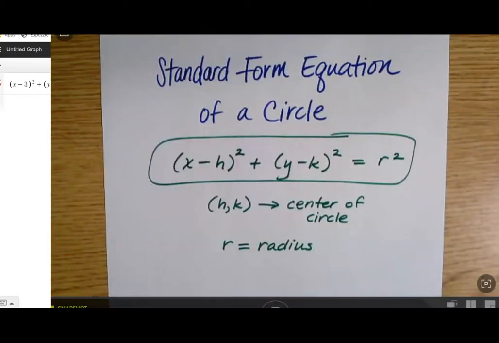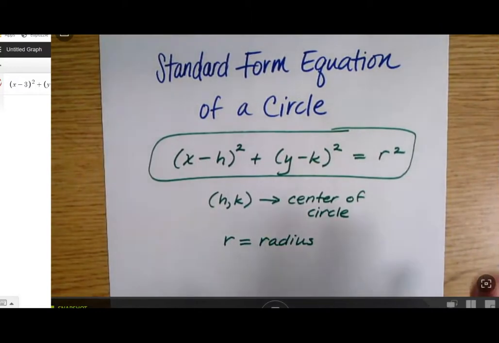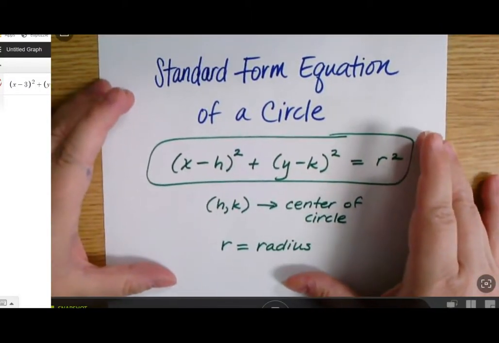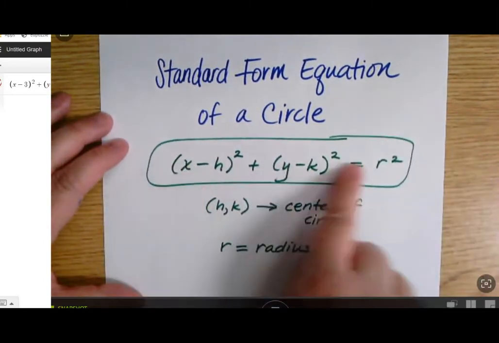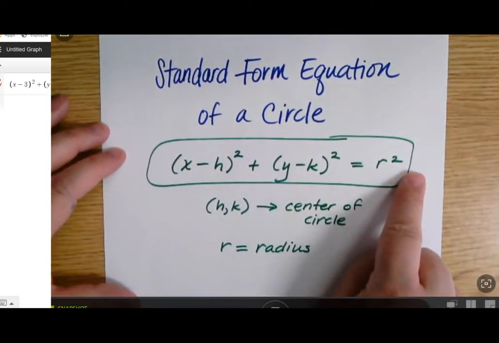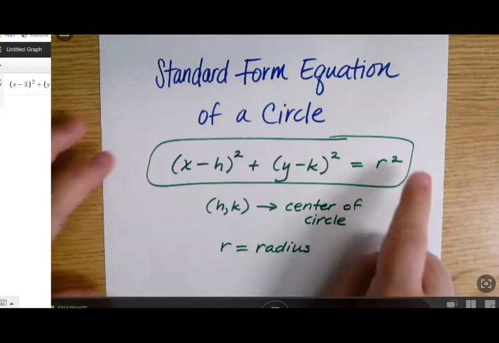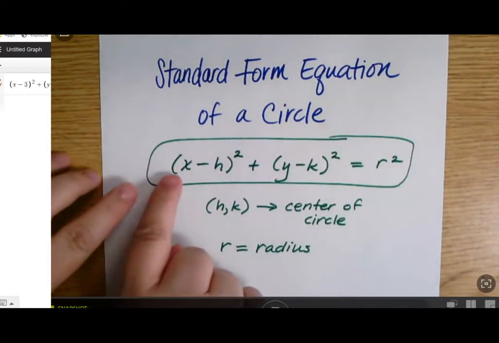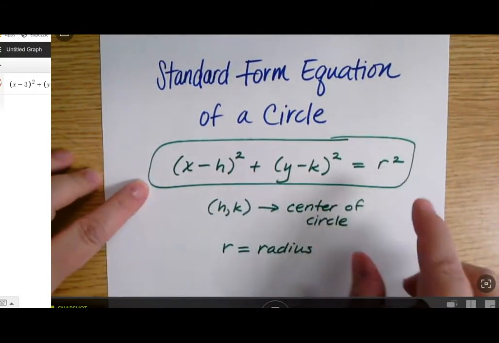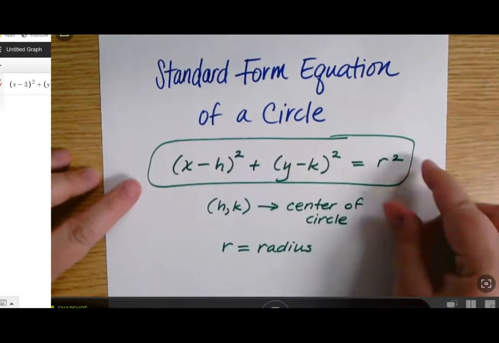So there it is again, our standard form equation of the circle. This is what we end up using with circles in one of 2 ways. We're either trying to get here most of the time, or we're trying to pull things out of here most of the time. So those are our 2 things: most of the time that we're dealing with circles, we're either hoping to get things into this format, or we're looking at this format and pulling information out of it.